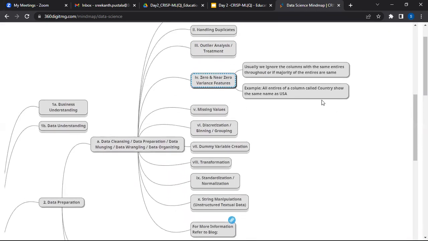So we have something called zero and near zero variance. Usually we ignore the columns with the same entries throughout, or if the majority of the entries are the same. So if all entries of a column called country show the same name, USA, I am going to ignore that column and work on the rest.